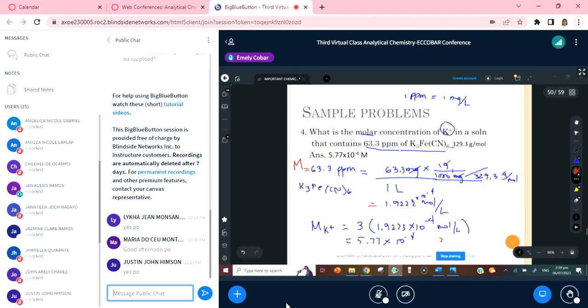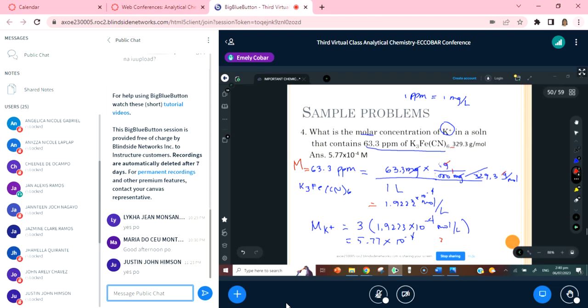Ibig sabihin, syempre, ang solute ko is potassium ferrocyanide, right? Hindi minention na solvent, pinasolvent ko ay water. So therefore, my solution contains 63.3 milligram of potassium ferrocyanide. Now, kung meron akong 63.3 milligram, and then I have 1 liter, the volume of solution. If I convert the milligram to grams, can I do that? Yes. Milligrams to grams.